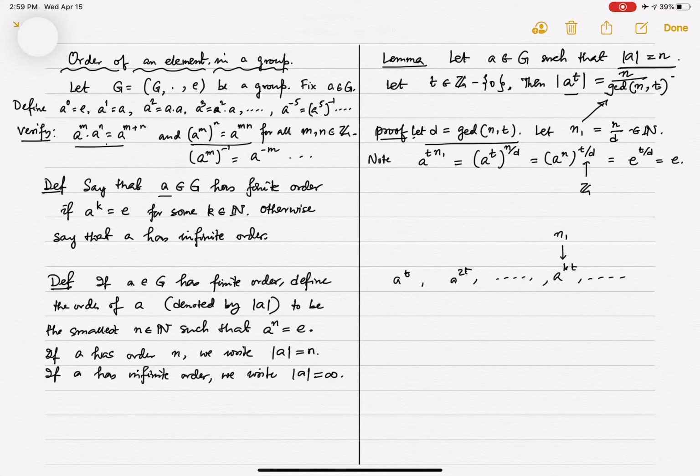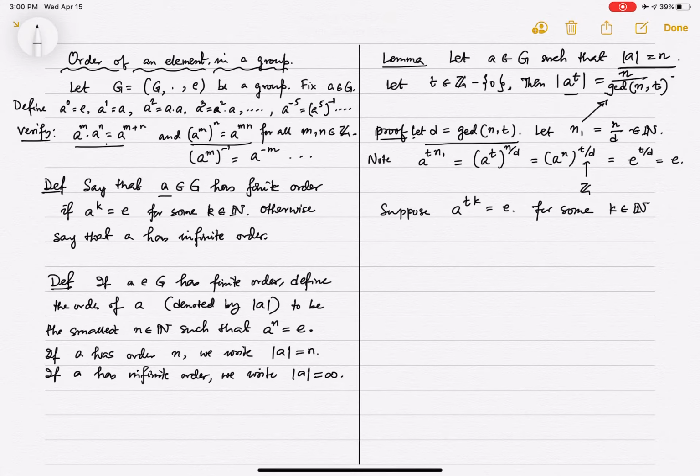Now suppose some power of it is identity. Suppose a to the t k is identity, and you want to show that k is at least n1. In fact, we'll show that k is a multiple of n1.